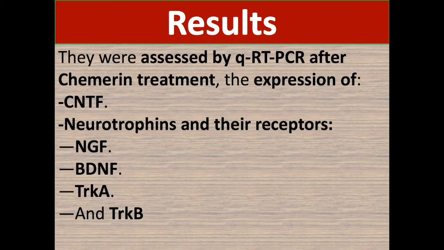Results. They were assessed by QRT-PCR after Chemerin treatment, the expression of CNTF, neurotrophins and their receptors, NGF, BDNF, TRKA, and TRKB.